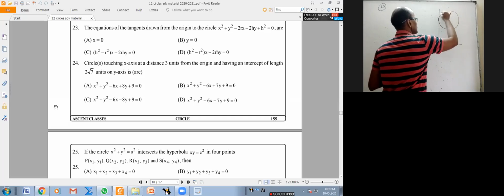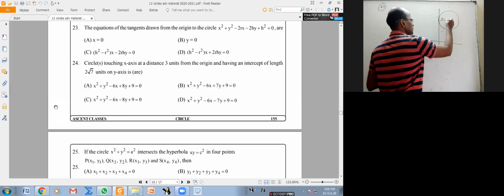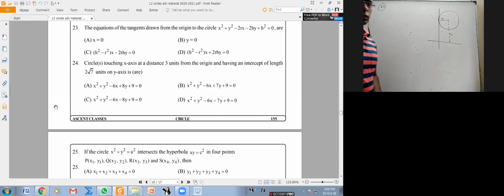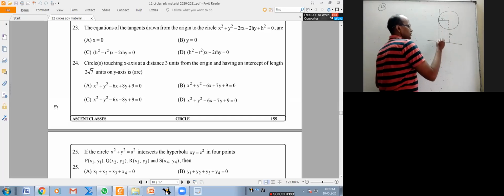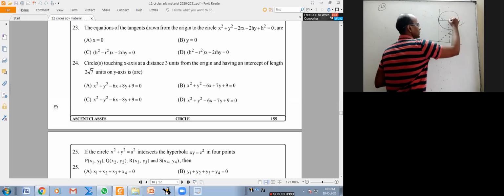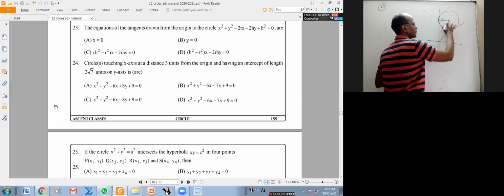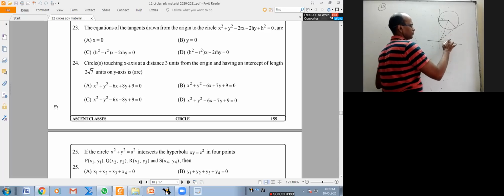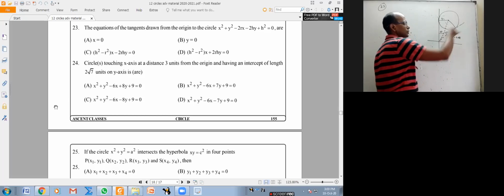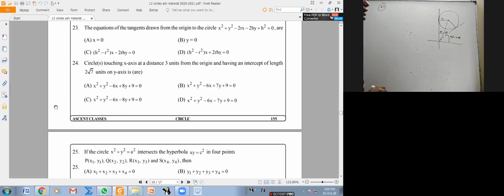This is a circle like this, where this is r and this is h. The radius is also r, so it is touching the y-axis. So one tangent is the y-axis, and there will be one more tangent like this. I can find that from the figure. If I take this angle as theta, this angle as theta, this will be 90 minus 2 theta. The slope of this line will be tan of 90 minus 2 theta, which is cot 2 theta.